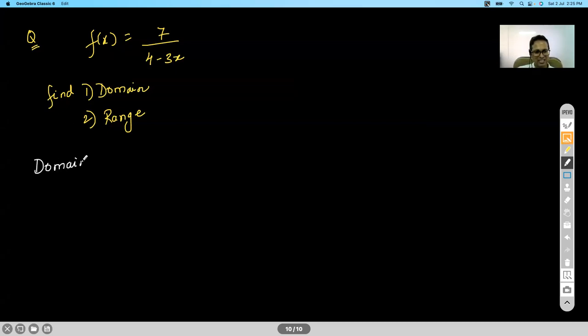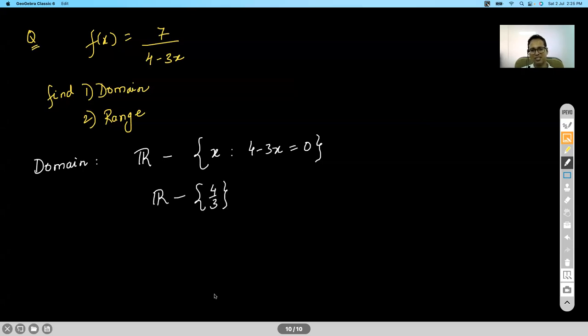Domain, as I already discussed with you, it is going to be all real numbers except those values which make 4 minus 3x become 0. Correct? So I don't want the denominator to become 0. So this will give me 4/3. So domain is all real numbers except 4/3. Clear? Okay. What about range?